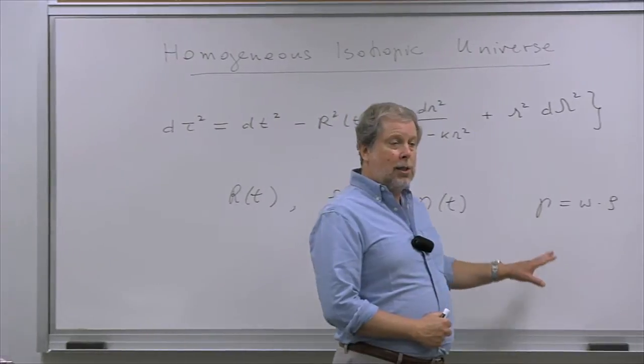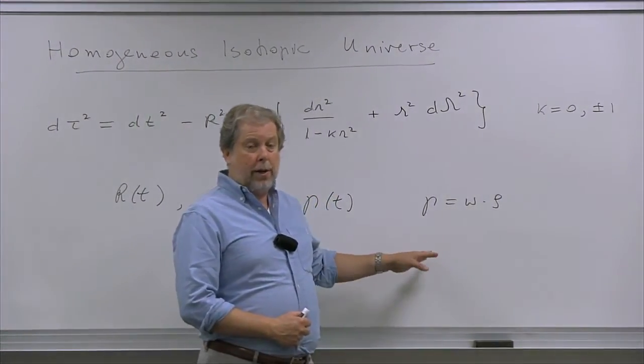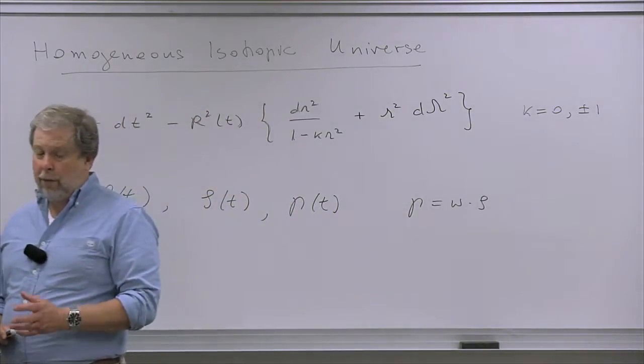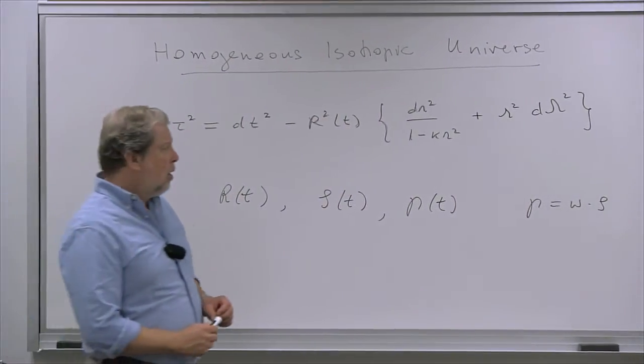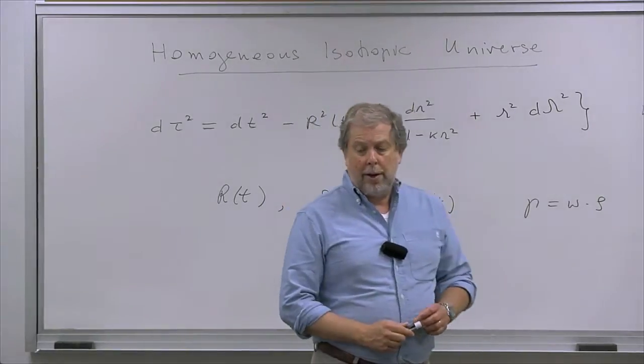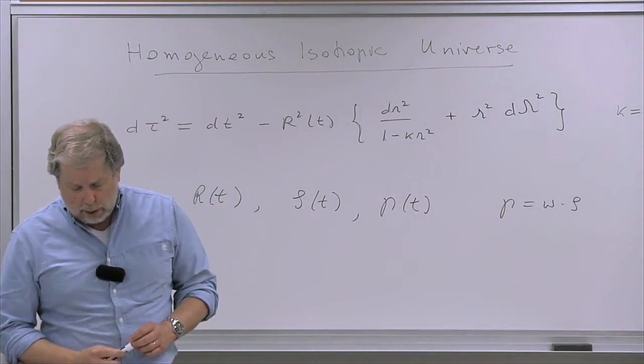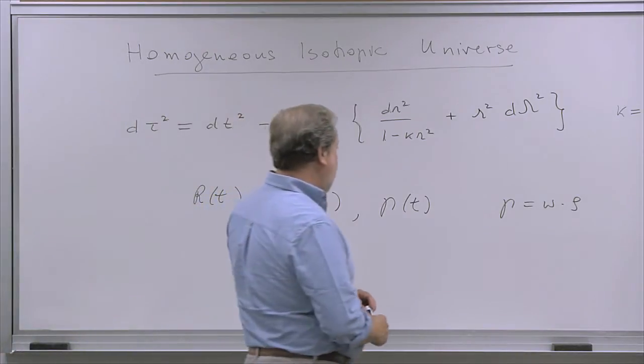The most interesting cases are non-relativistic matter, where w is essentially 0, relativistic matter in whatever form, radiation or neutrinos, where w is 1/3. And in fact, the case of the cosmological constant falls into this category as well by having w equal to -1.